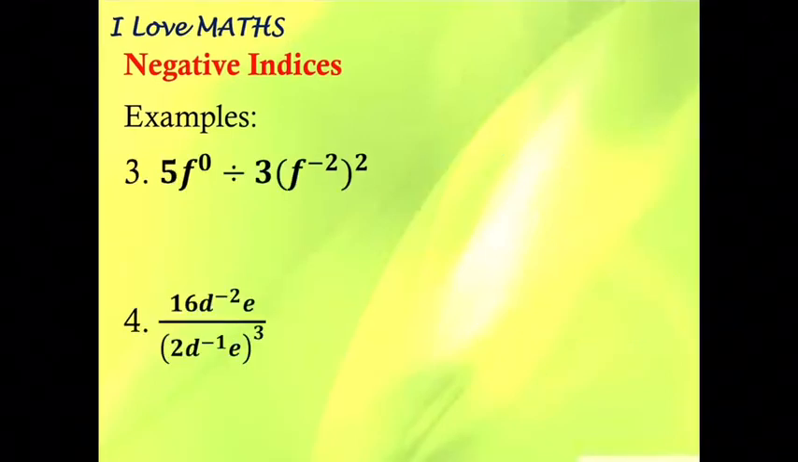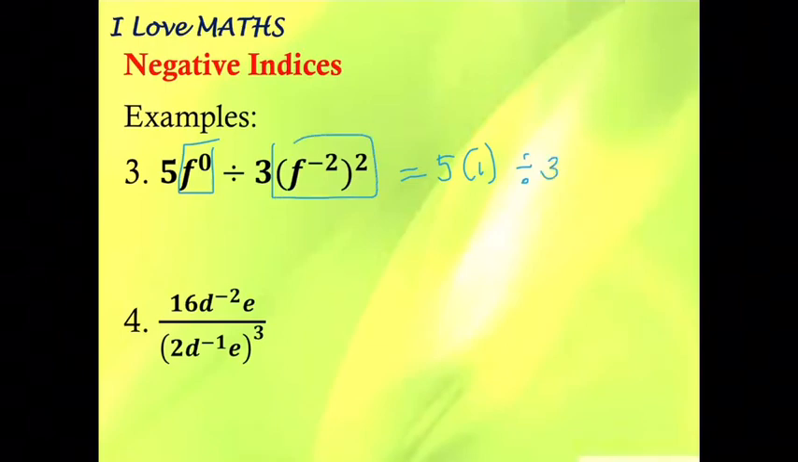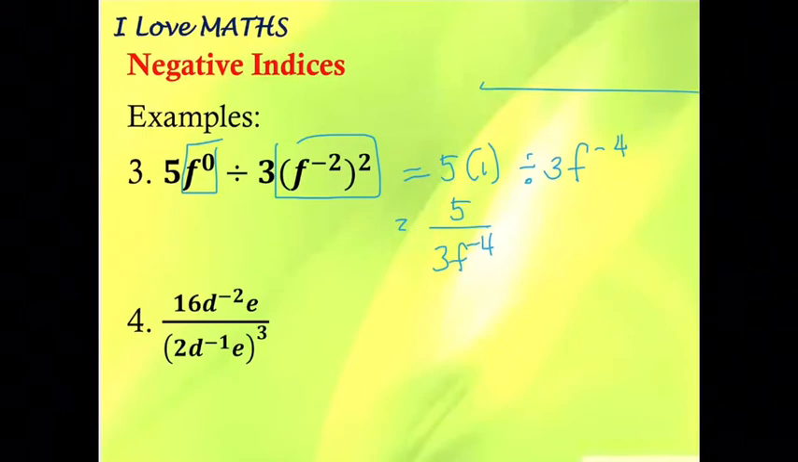Okay, for number 3, 5f raised to 0 divided by 3 times f raised to negative 2 raised to 2. So, let's simplify first this one. Okay, so f raised to 0 is just equal to 1, so this is 5 times 1. And divided by, okay, and this one is 3, and then copy the base f. What you need to do with the indices negative 2 and 2 is to multiply, and that will become negative 4. This can be written as 5 all over 3f raised to negative 4.